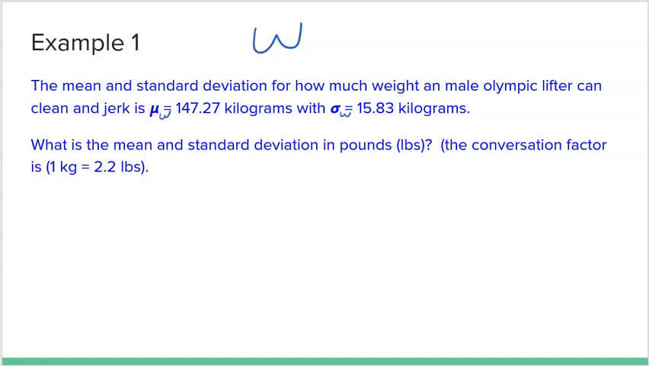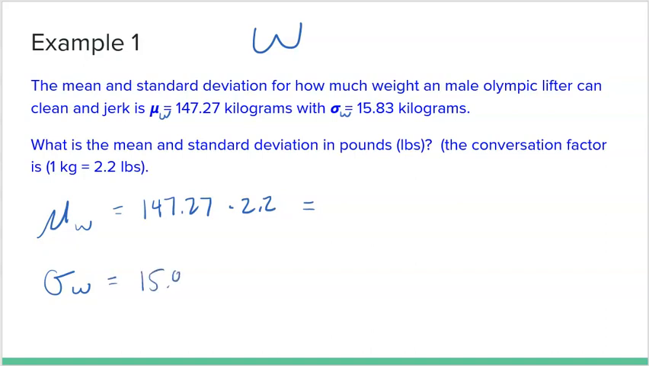1 kilogram is equal to 2.2 pounds. So if all I want to do is convert to pounds, I have to multiply the kilograms by 2.2. It's that simple. So if I have my mean and I want it in pounds, all I got to do is take my old mean and multiply it by 2.2. That will give me my new mean because I'm just transforming. My standard deviation, well, multiplication affects standard deviation as well.